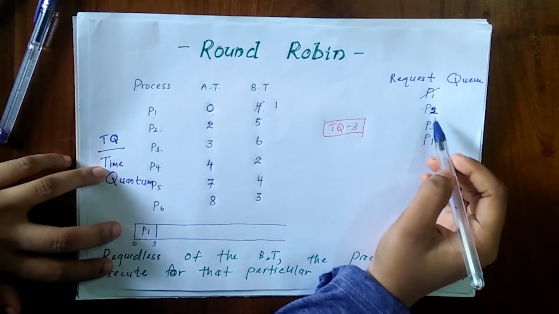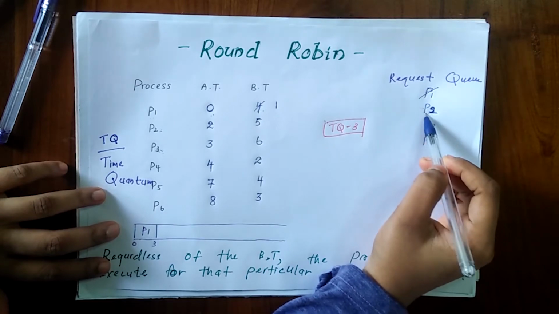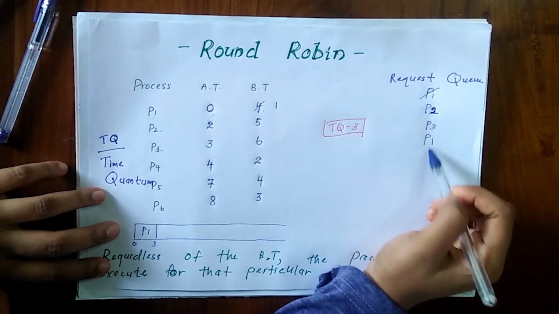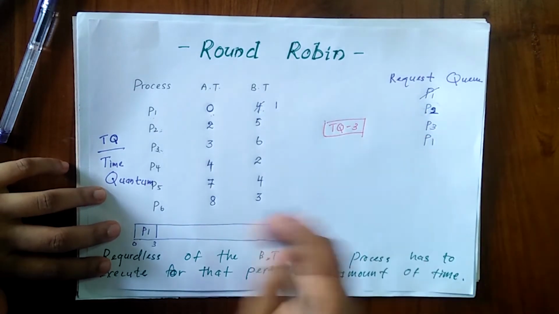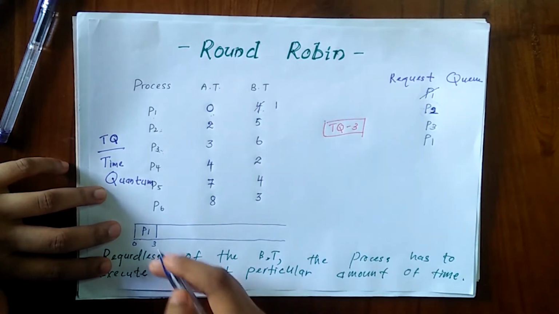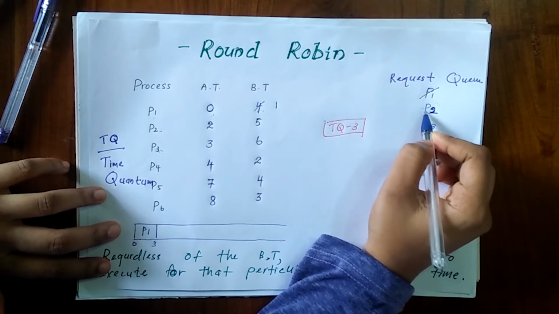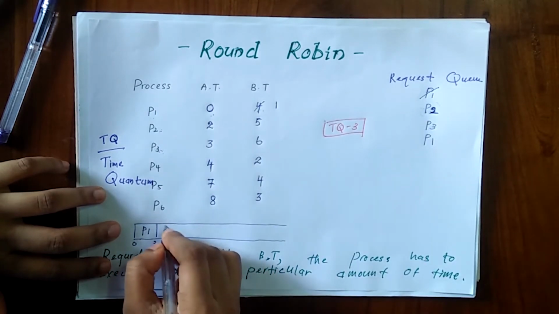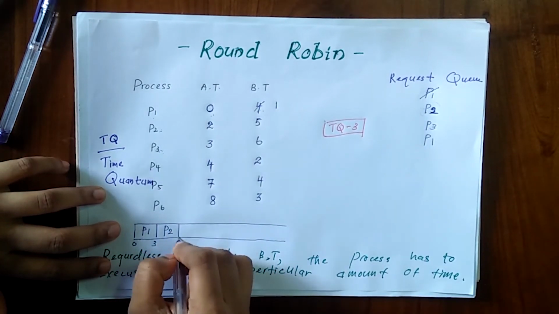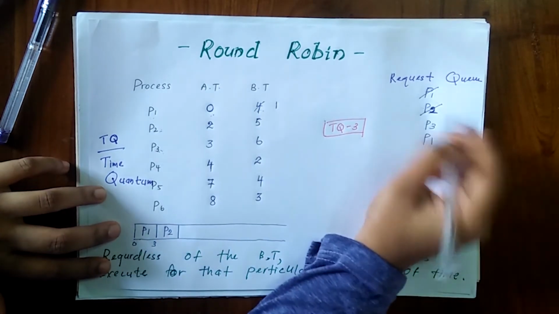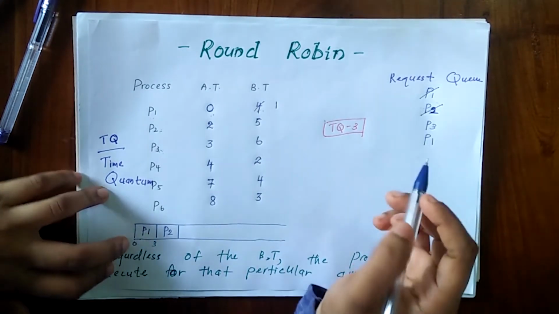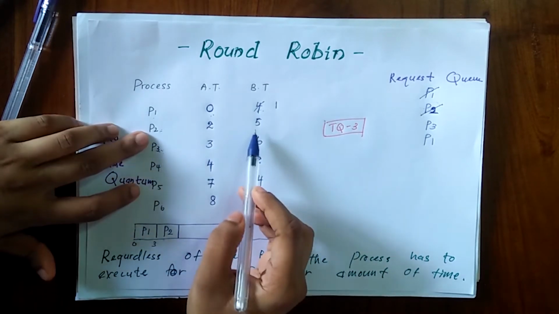Now you can see the next process is P2 in the request queue, right? So we are getting from the request queue to this Gantt chart. So now it is P2 and we are going to write P2 here, right? So after placing it here, you can cut it off, right? Then let's go to P2's burst time.